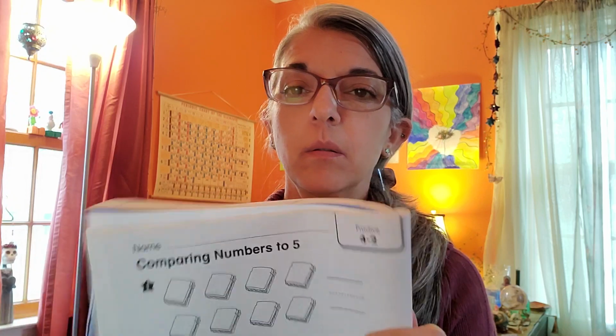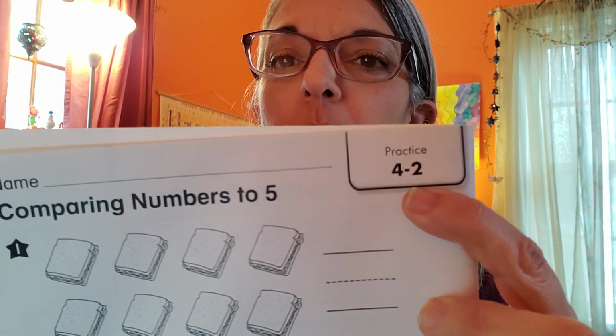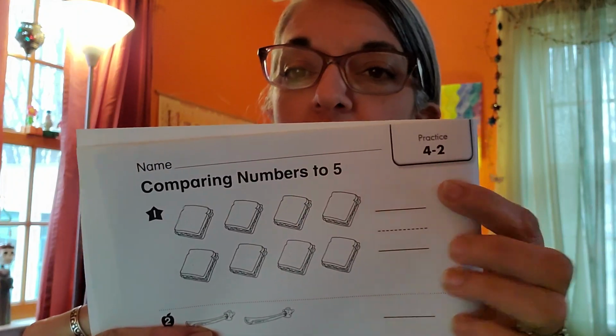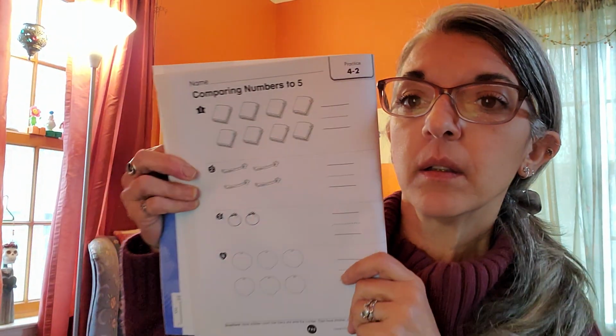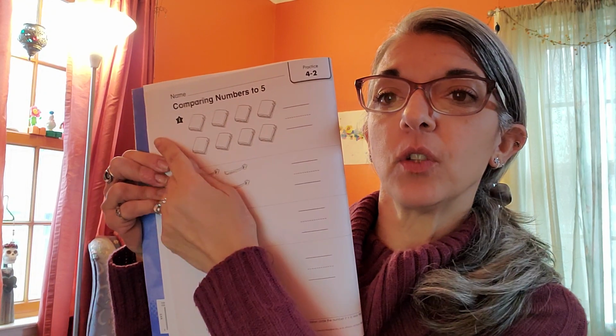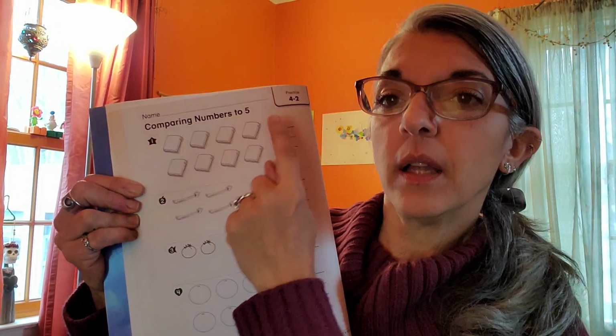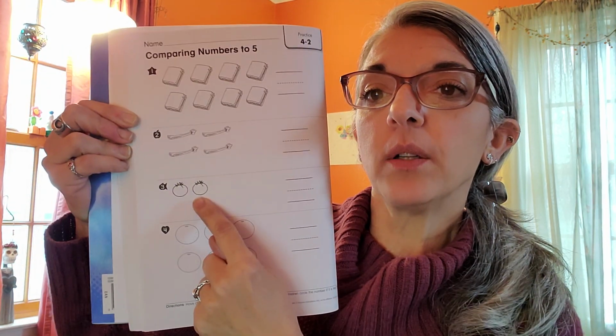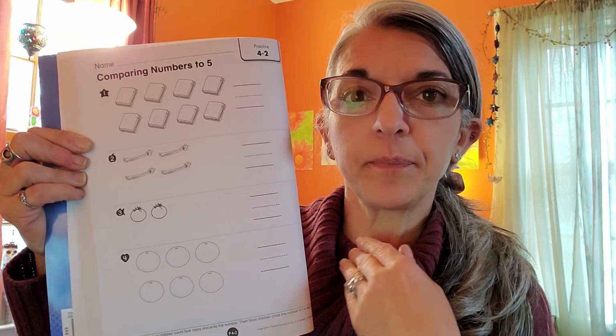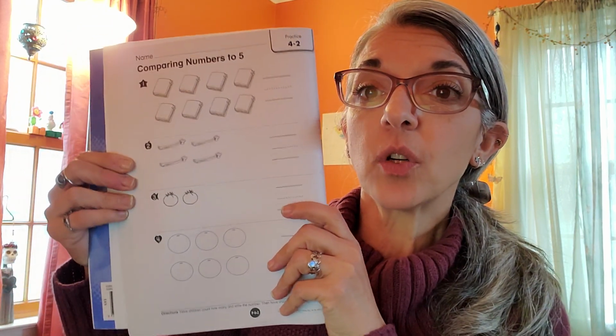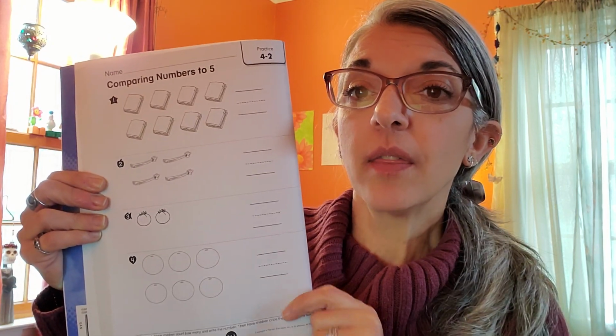your practice pages. So unfortunately, practice is in the crease. So practice 4-2, comparing numbers to 5. For this activity, this whole page is your activity. For each one, you're going to count your objects and then write the number. And for each one, you're going to do that. When you're done, you're going to circle only the numbers here that are less than 5. That's what you do at the end after you've counted everything up and written the numbers down. Okay?